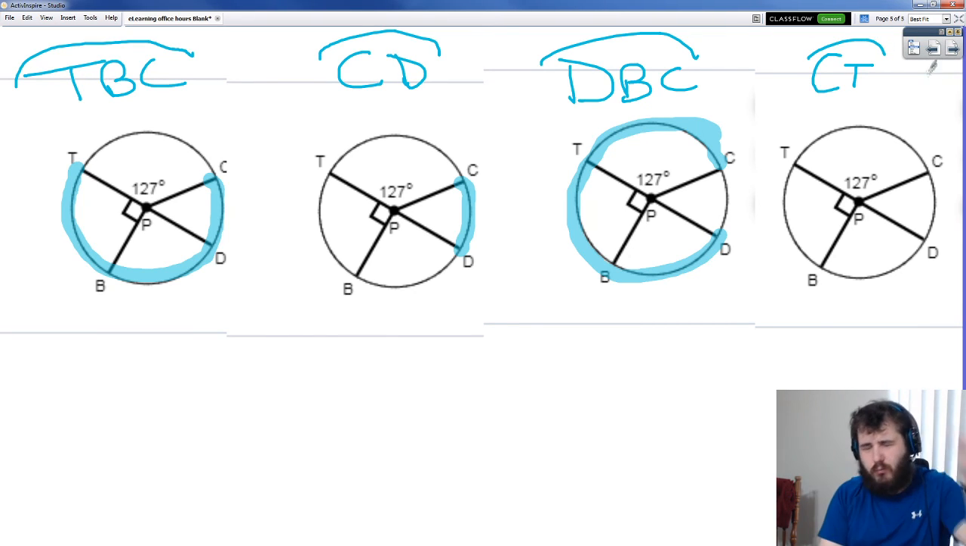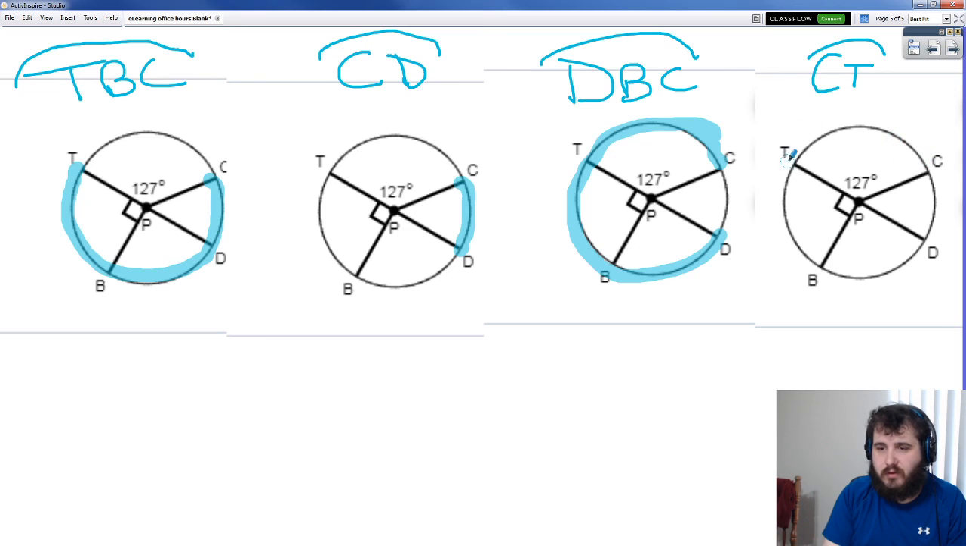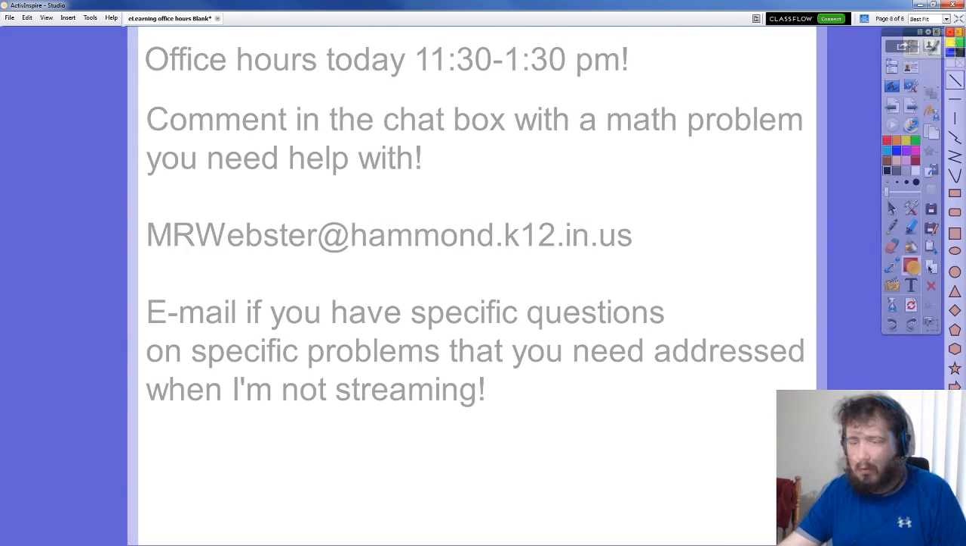It doesn't matter which way you go. You can go either way. You can start at C, go to T, start at T, go to C. It's really your preference how you want to do it. This is minor arc because it's less than 180 degrees. Number 8. Okay, got you.